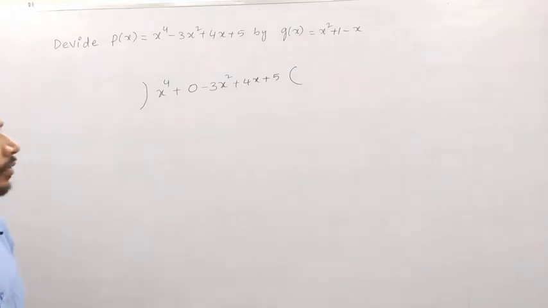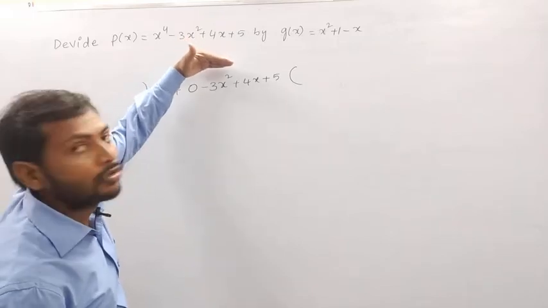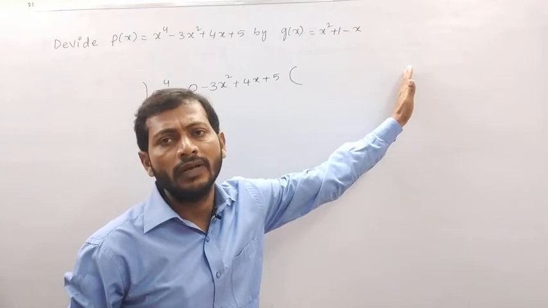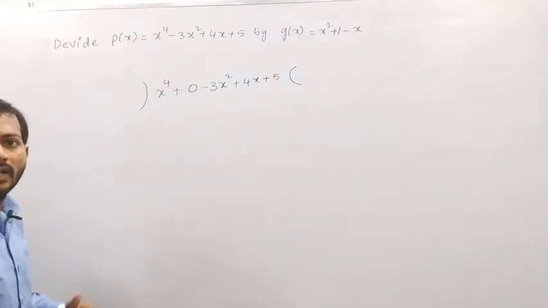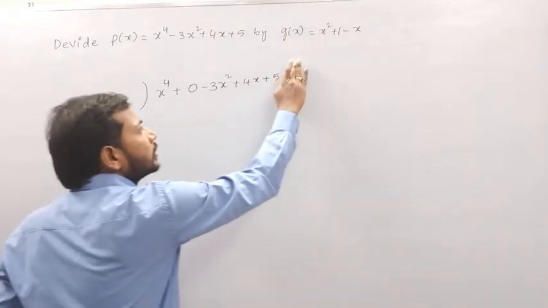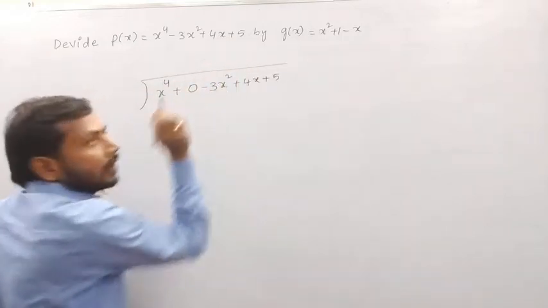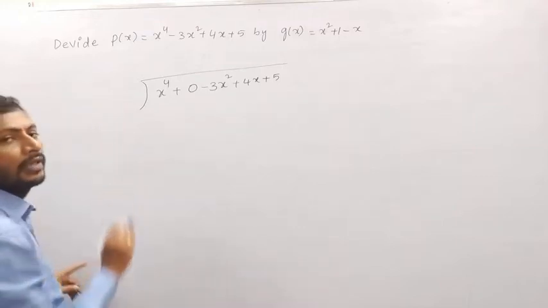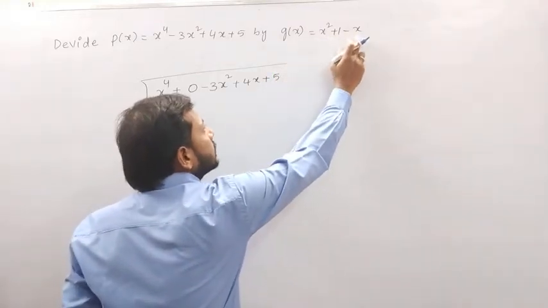Now, some teachers write the quotient upside, and some write it sidewise. No problem. According to your page requirement, you can write it. So if you want to write it at the top, I will write it at the top only. This place I have given for the quotient. Clear? You want to divide with x square plus 1 minus x.